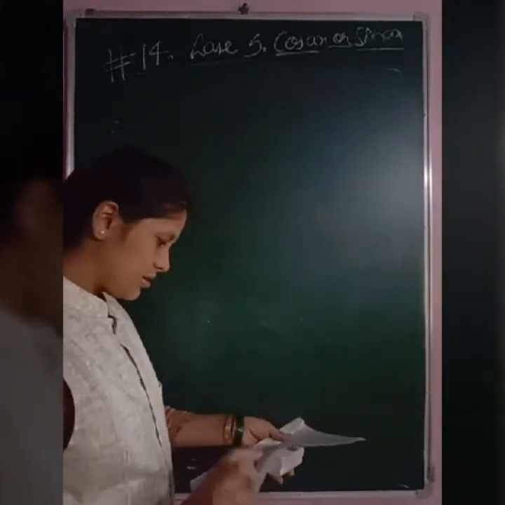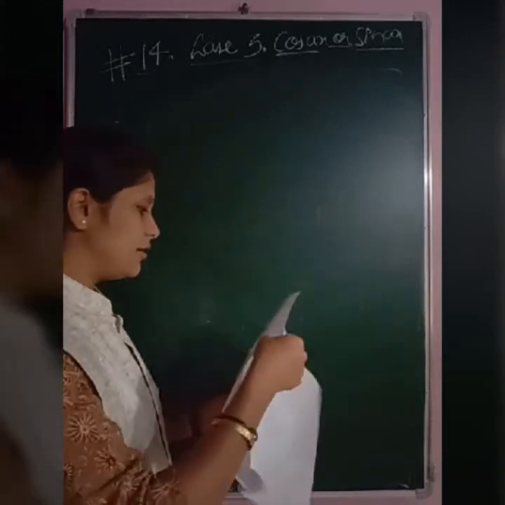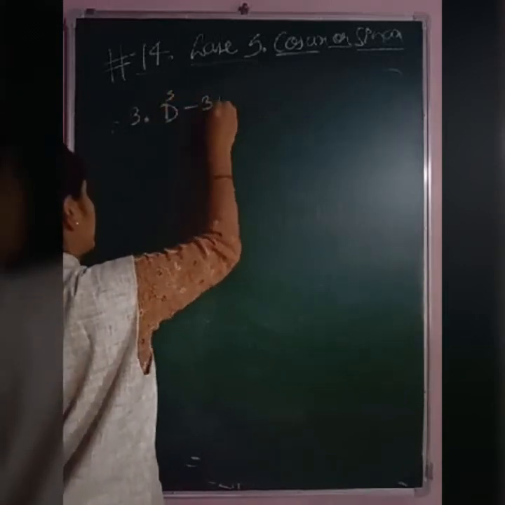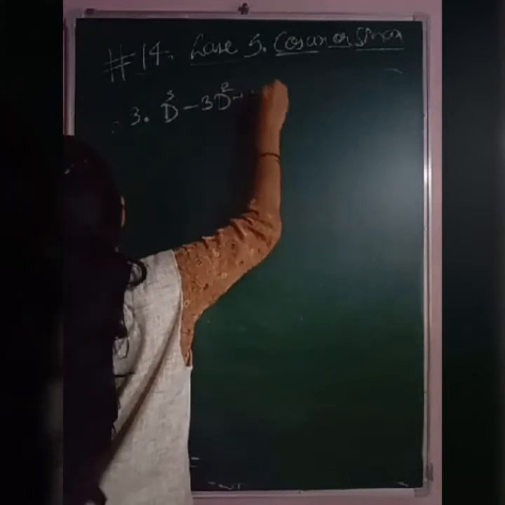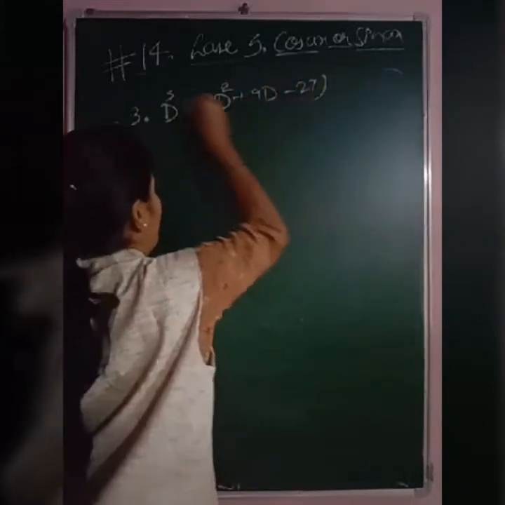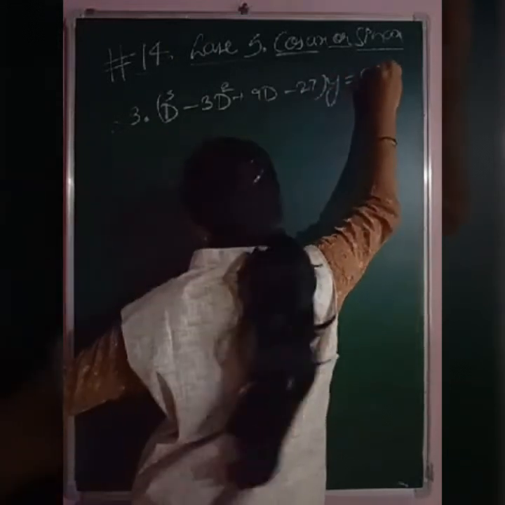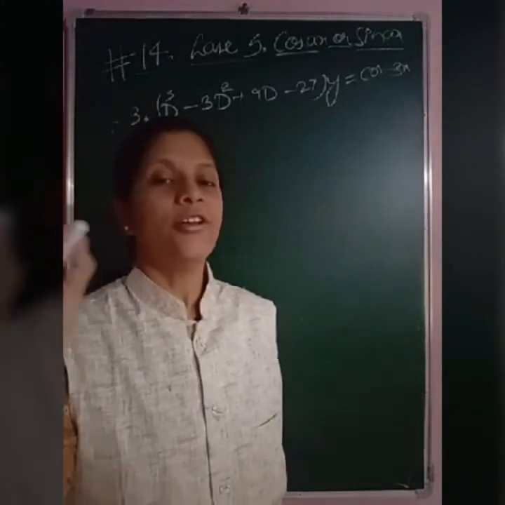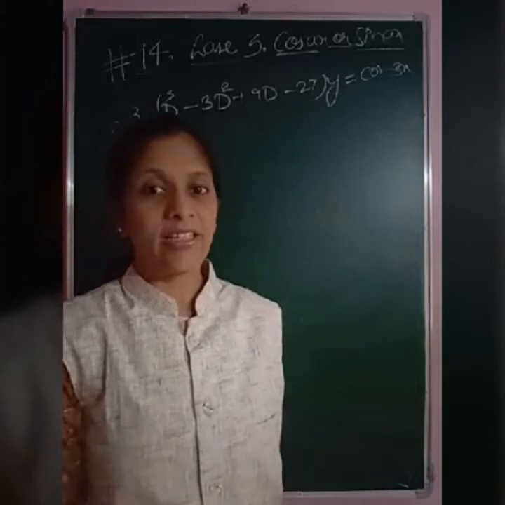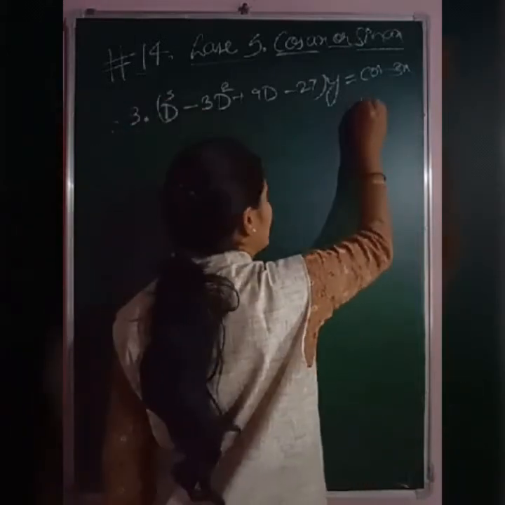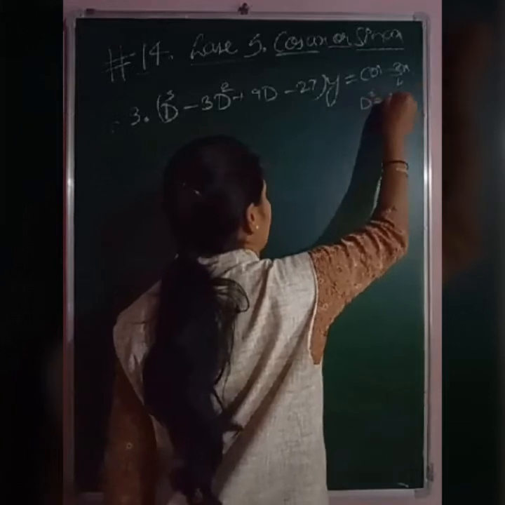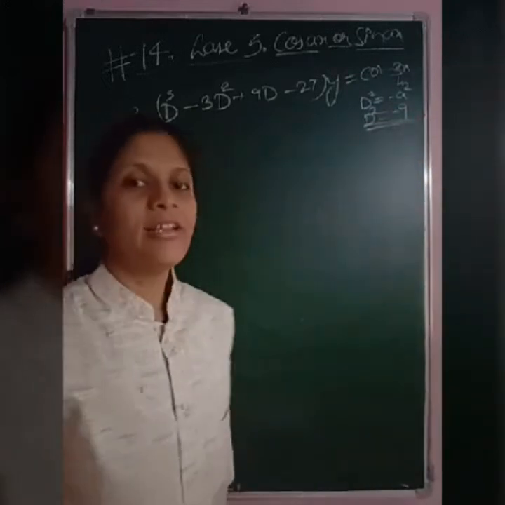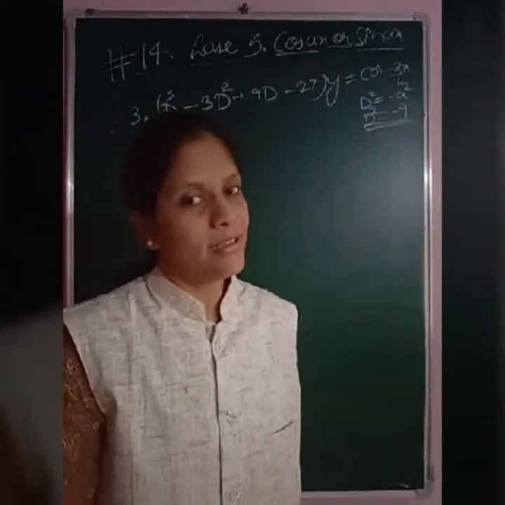Example number 3. So solve d cube minus 3d squared plus 9d minus 27 of y equal to cos 3x. So again, as soon as we see this question, what strikes our mind? Non-homogeneous, of the direct cos ax form. So a is 3 here, d square equal to minus a square equal to minus 9. So wherever d square is there, we have to replace that by minus 9.